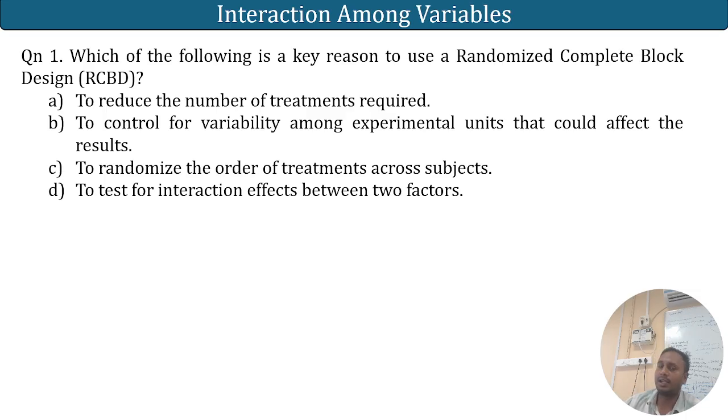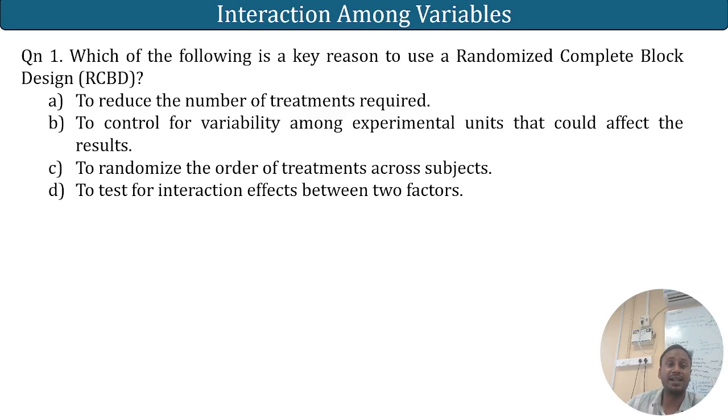So the RCBD idea is what? To reduce the nuisance factor that we don't have control over. The second option: to reduce the number of treatments required? No, the number of treatments will be the same. The only idea is to control the variability in the experiment.